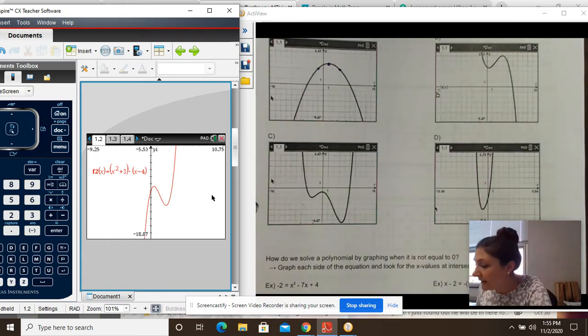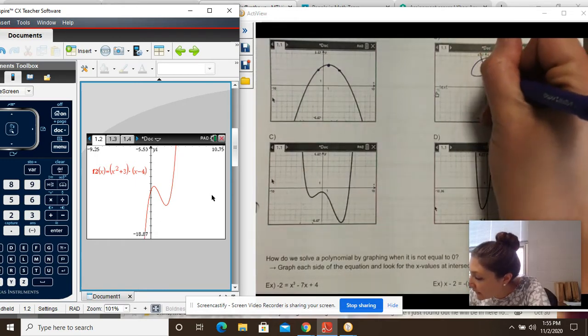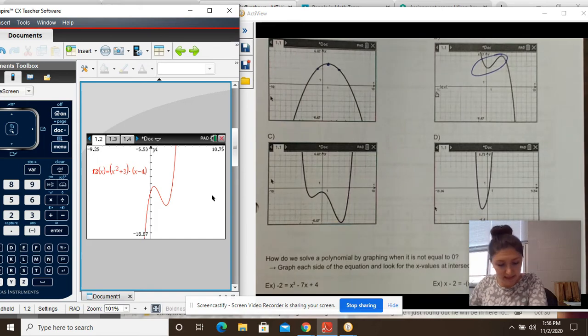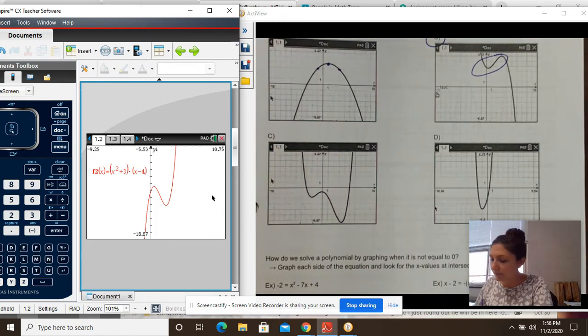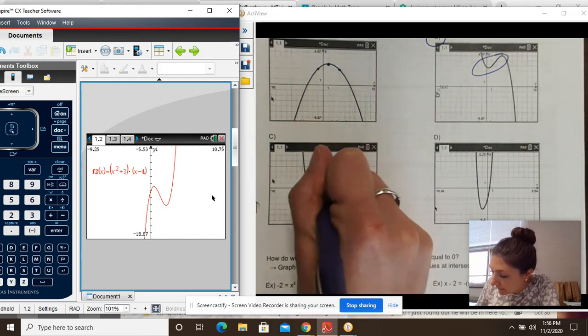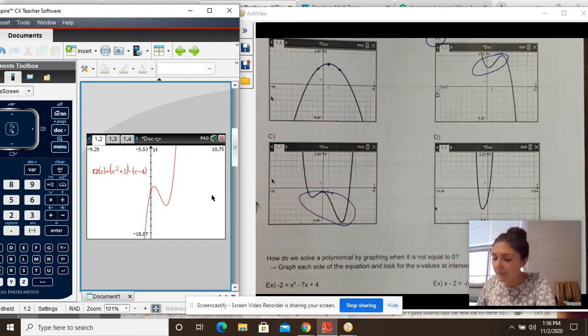But if I look at B, I've got bumpy, wiggly stuff happening off the x-axis. So I would expect B to have some imaginary solutions. If I take a look at C, same idea. Bumpy, wiggly stuff happening off the x-axis. Okay, so I would expect C to have some imaginary solutions.